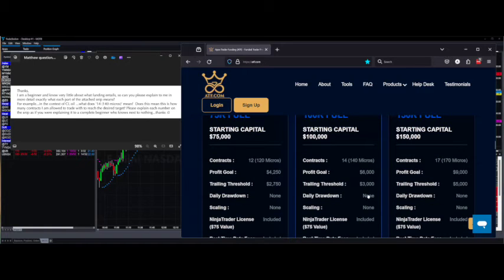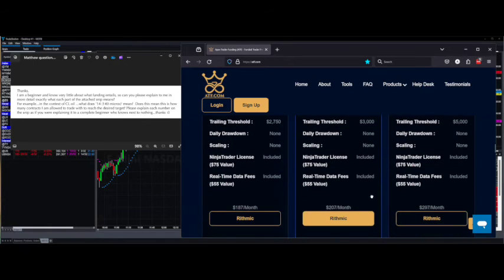So, there is no daily drawdown. There's no scaling. What is included in your monthly fee is a $75 value NinjaTrader license and real-time data fees, which is a $55 value. Now, this is not the actual price. It does say $207 per month, but right now for the whole month of May, and we just had the whole month of April, it was 80% off. So you're only going to be paying 20% of this cost.